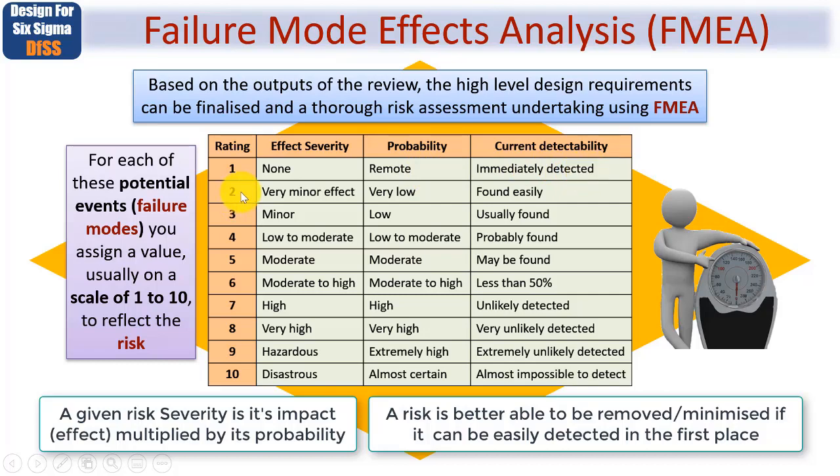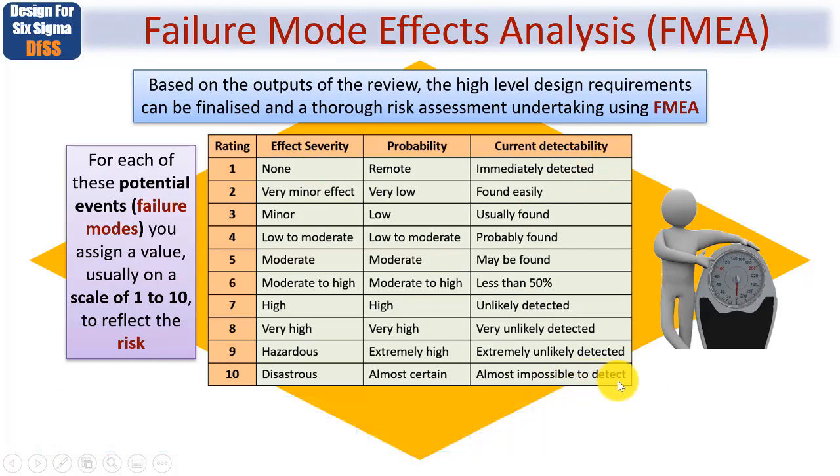Given a rating of 2, this is for a very minor effect, the probability of this is very low, and it can be found easily. You can get the theme here, I won't go through all of them. Let me just jump into 7, for example. Here the severity of the effect is high, the probability of it is high, and it's unlikely to be detected. So as these are getting worse, the detectability moves from seeing it immediately to almost impossible to detect.